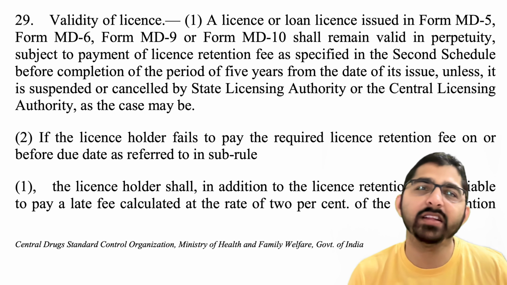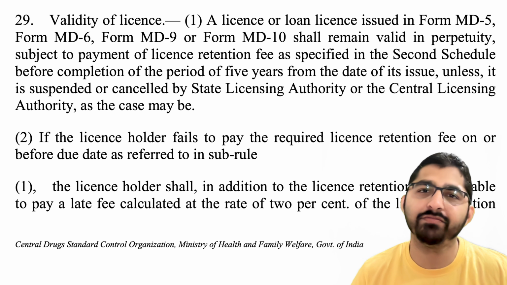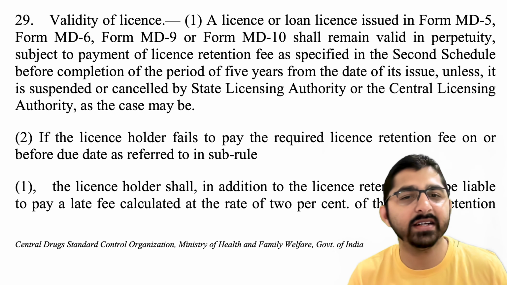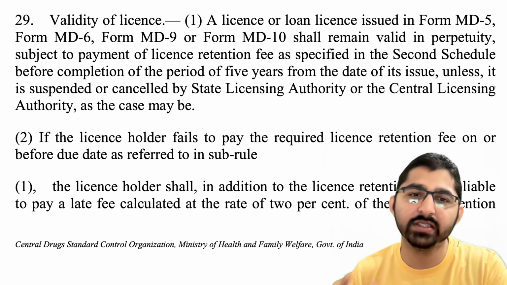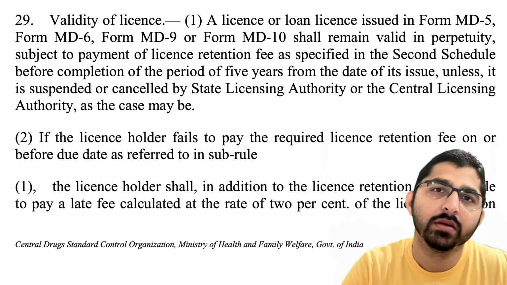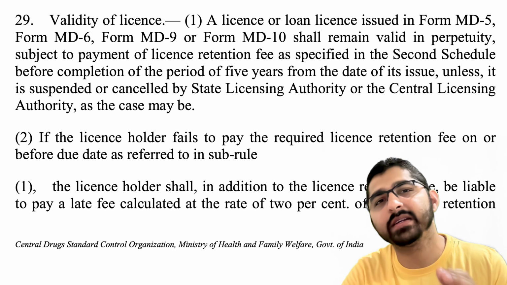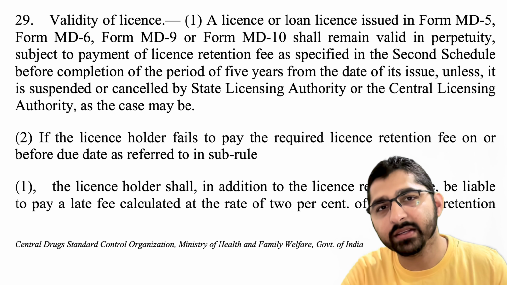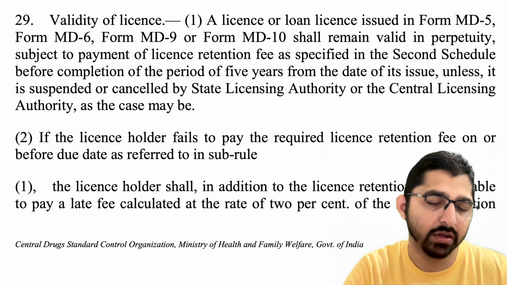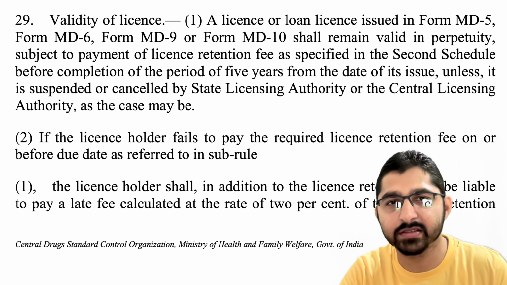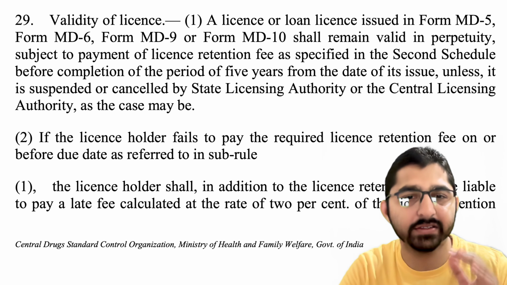So we need to pay the fees before the completion of a period of 5 years from the date of its issue, unless it is suspended or cancelled by the CLA or the SLA. So in order to ensure that your license remains valid, once the license has been granted, the due date is 5 years from the date of issue. Before the 5th year ends, you need to pay the respective fees so that your license remains active.